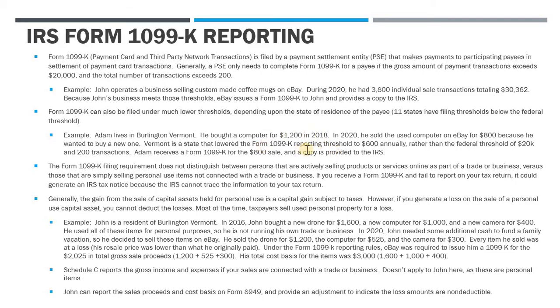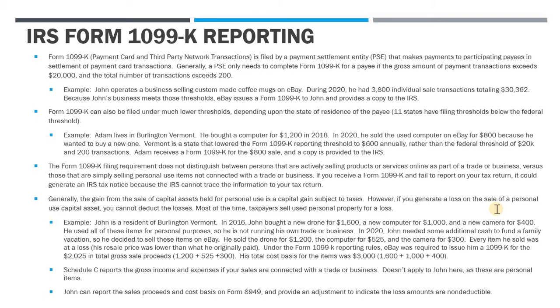Now, practically, that never happens, right? As soon as you buy something, it generally depreciates almost immediately. So in this case, Adam has a loss of $400, right? He bought it for $1,200, sold it for $800, $400 loss. Now, the loss is important because if you generate a loss on the sale of personal use property, personal use capital assets, you cannot deduct the loss. So you always have to report the gain, pay tax on the gain, but if you have a loss on the sale of a personal use item, no loss deduction as a capital loss.